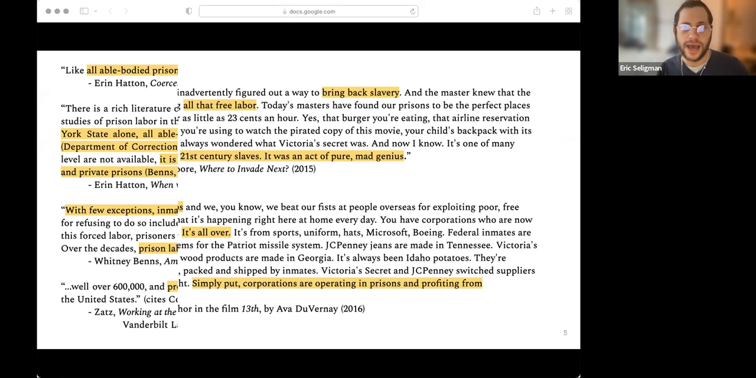And just before moving on, I want to highlight some notable opponents of the new slavery view, including James Kilgore and Ruth Wilson Gilmore and the researchers at Prison Policy Initiative. We're hoping to build upon their work and offer further quantitative clarity to this debate.